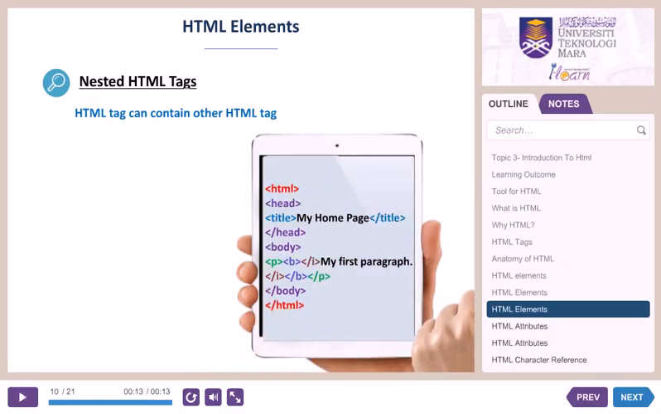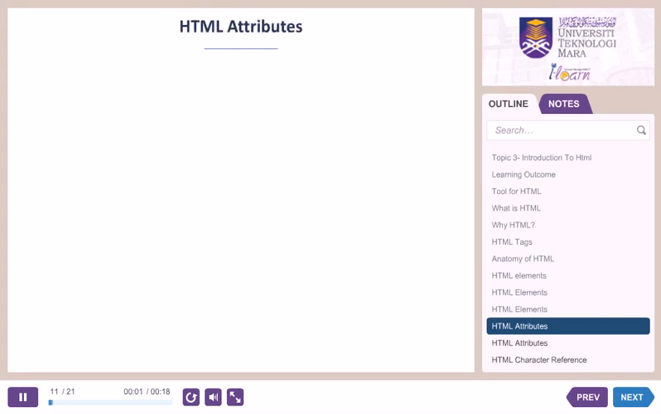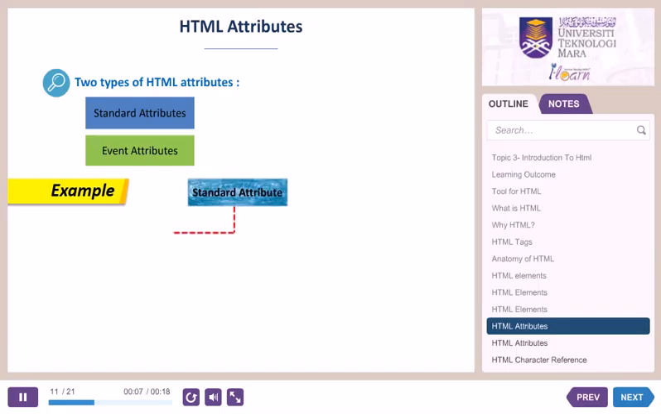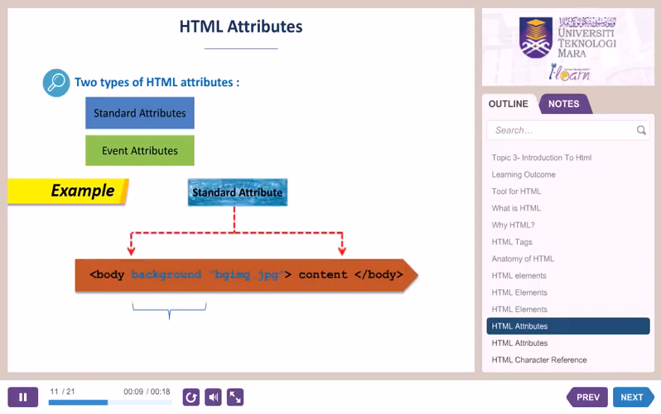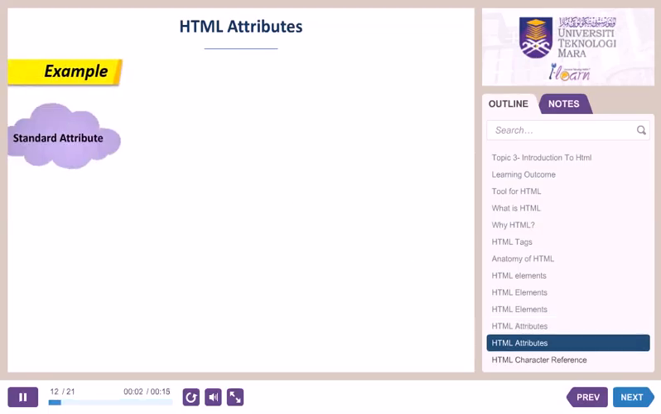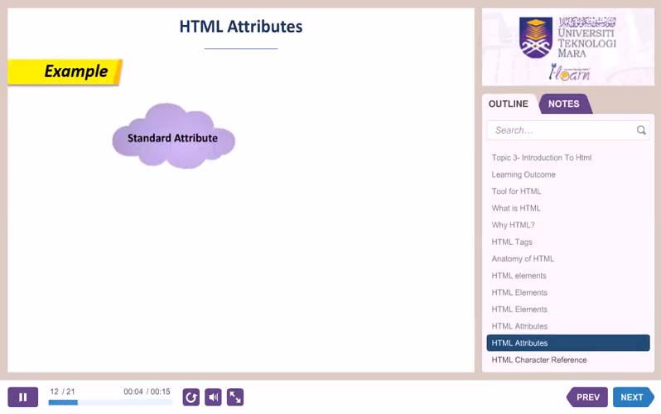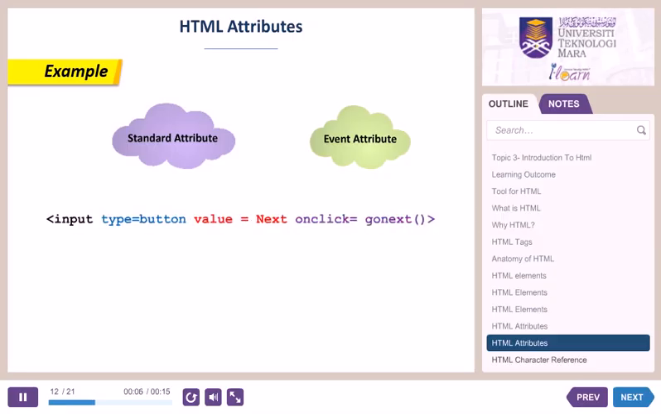HTML attributes. Attributes provide additional information about HTML elements and always specified in the start tag. Attributes come in attribute name and attribute value pairs like name equals value. HTML attributes. Event attributes normally apply to the HTML form elements.